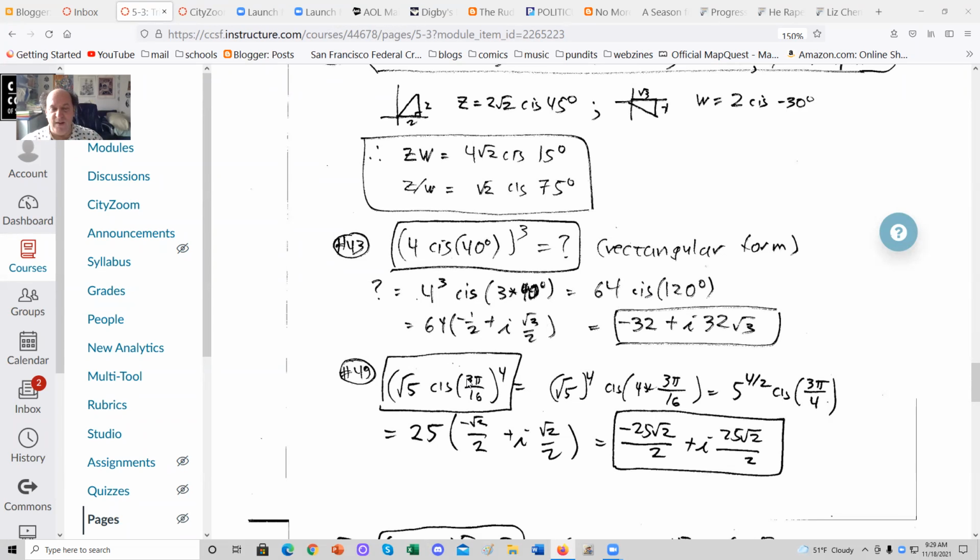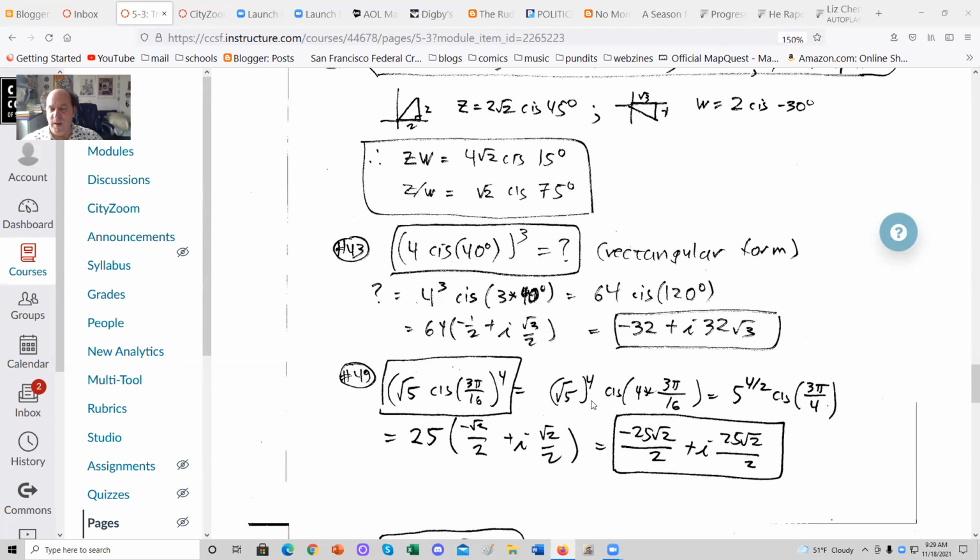Okay, here we have root 5 cis 3 pi over 16 to the 4th power. Root 5 to the 4th, cis of 4 times 3 pi over 16. Root 5 to the 4th, that's 5 to the 4 halves. 4 times 3 pi over 16 is 3/4 pi. 5 to the 4 halves is 5 squared, 25. 25 cis of 3 pi over 4.